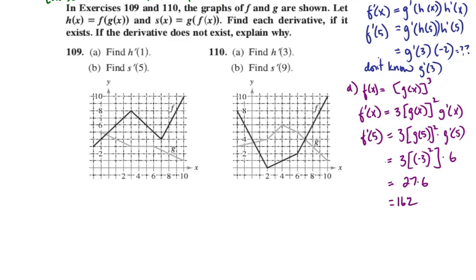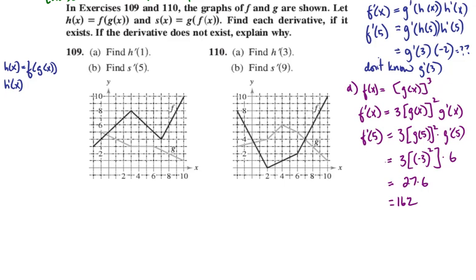In this video we want to look at exercises 109 and 110. In each of the problems you have graphs of f and g shown there. For 109 we're given that h of x is f of g of x, and that s of x is g of f of x. And so we want to find h prime of 1 and s prime of 5.